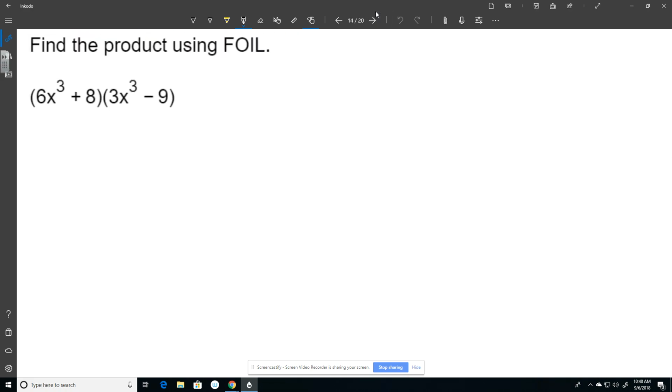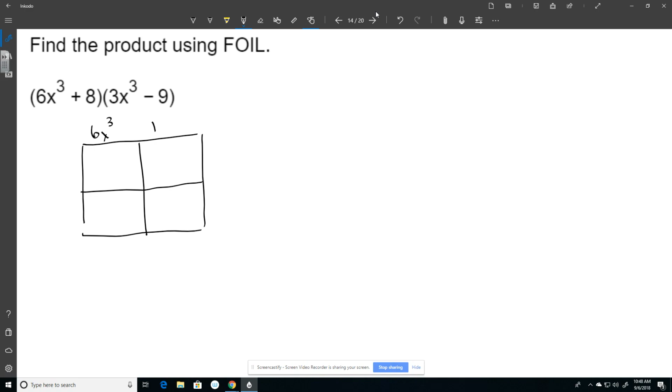All right, next one, number 14. Find the product using FOIL. 6x cubed plus 8 multiplied by 3x cubed minus 9. This one we'll do the table, since the last one we did FOIL, and we'll give everybody a chance to see it the way they like. So I've got 2 in this one and 2 in this one, so I have a 2 by 2 table. 6x cubed plus 8, that's a positive 8. 3x cubed and a -9.